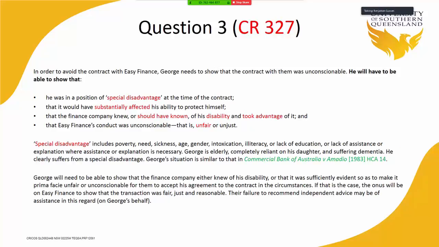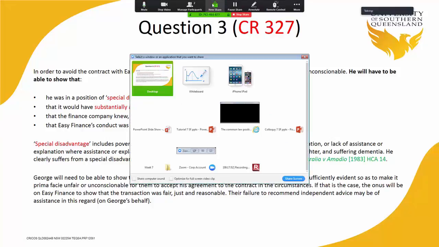So the first thing that comes to mind, the parties, what they want. You hopefully understand that this is about unconscionable conduct. And you have to go through the 4 elements. I'm not going to do that, okay? But they say things like, on the first element, special advantage, again, or disadvantage, includes poverty, so in the second paragraph, need, sickness, age, gender, intoxication, okay?